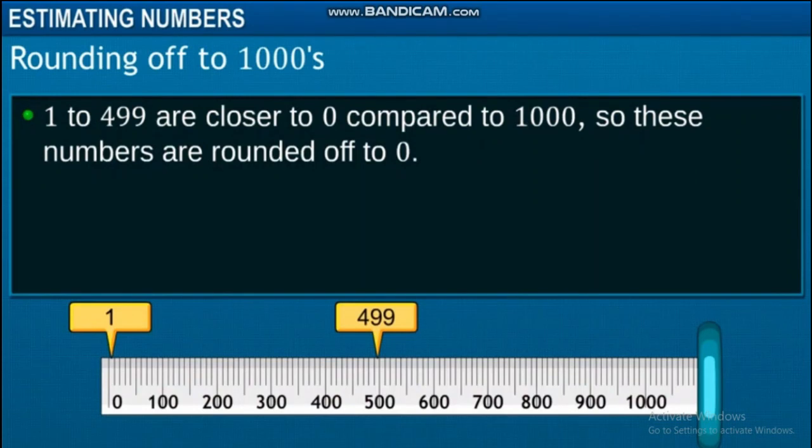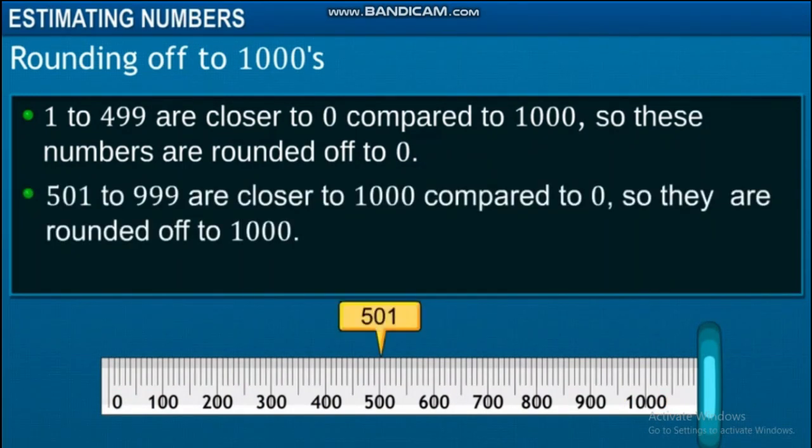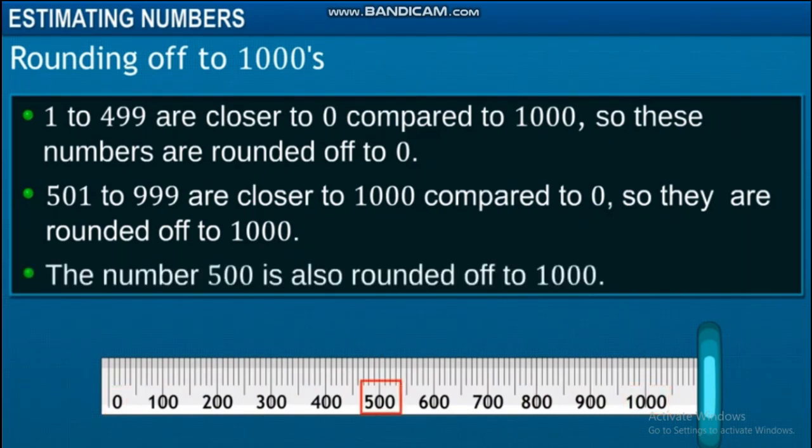Numbers 1 to 499 are closer to 0 compared to 1000. So these numbers are rounded off to 0. The numbers 501 to 999 are closer to 1000 compared to 0. So they are rounded off to 1000. The number 500 is also rounded off to 1000.